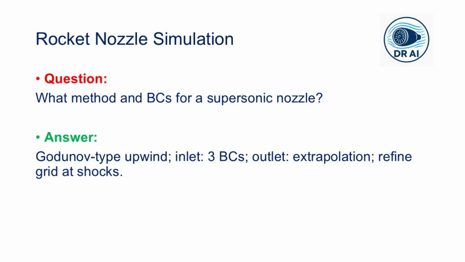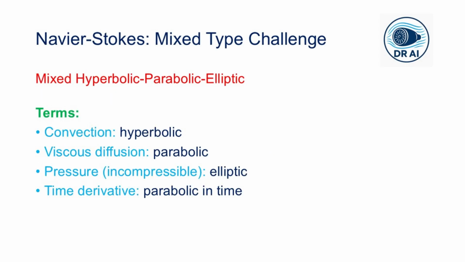The answer to this is simply yes. The Godunov type upwind scheme. At the inlet, we must specify the three conditions: total pressure, total temperature, and direction. While at the outlet, no boundary condition, extrapolate everything. We would ensure that the grid resolution is sufficient to capture any shocks that might appear.